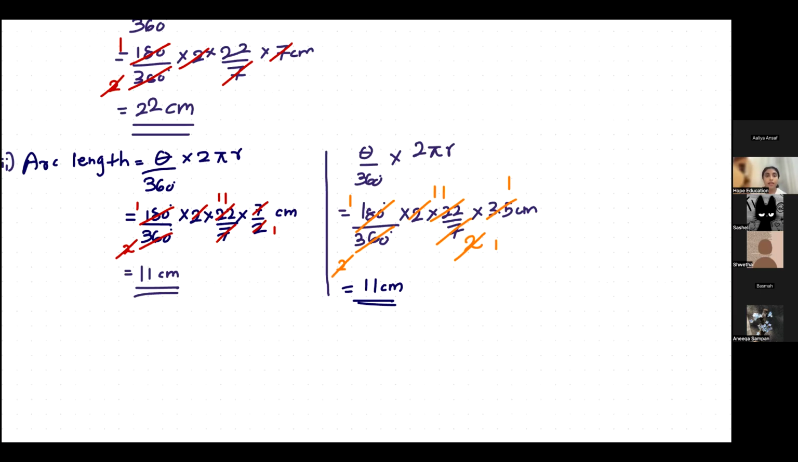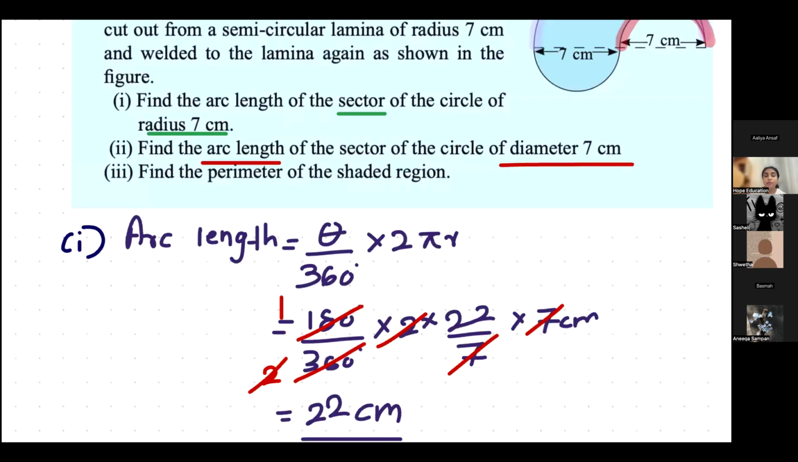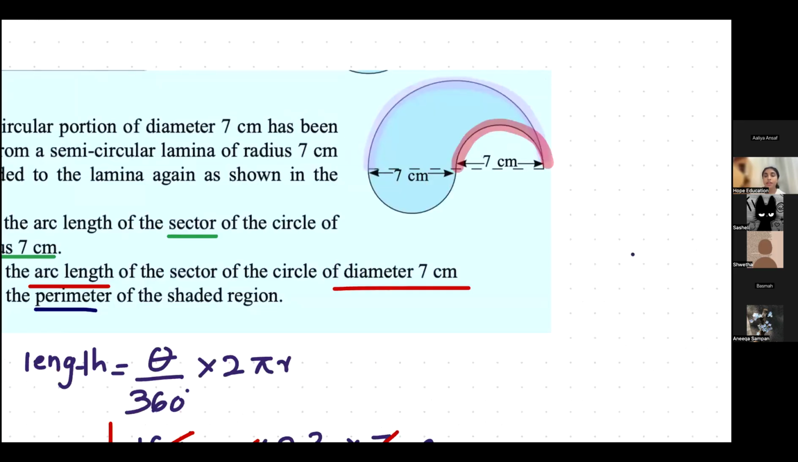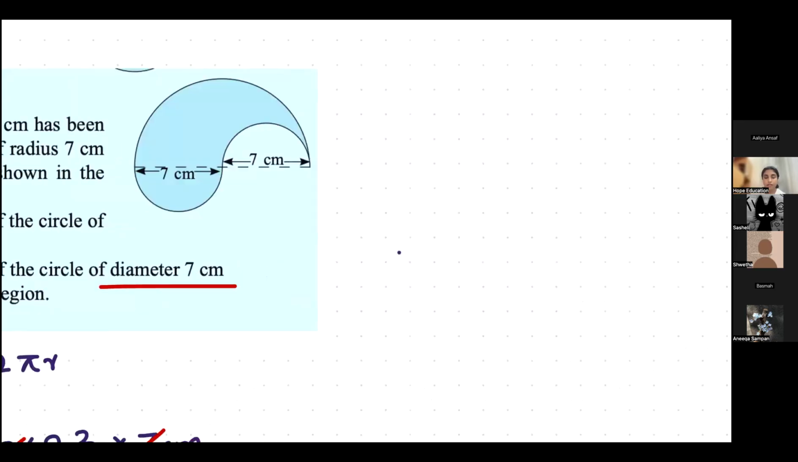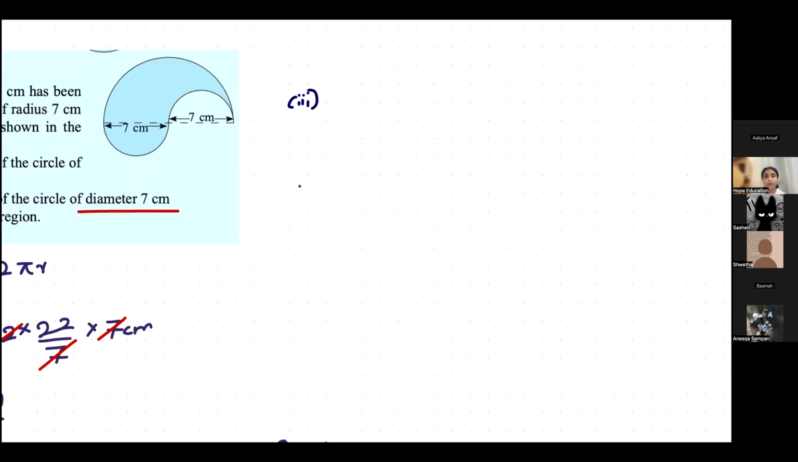Okay. Then let's look at Roman number 3. Find the perimeter of the shaded region. We have to find the perimeter of this whole composite figure. Here I will solve it. Perimeter means you have to add the length of the border, right?